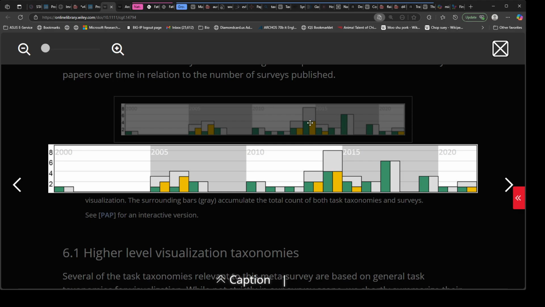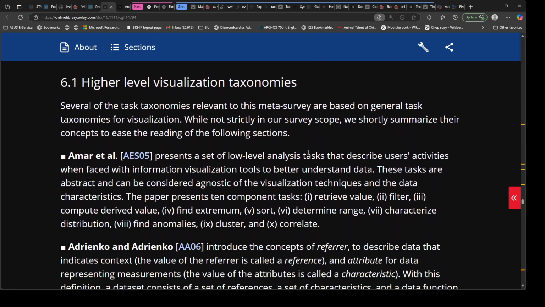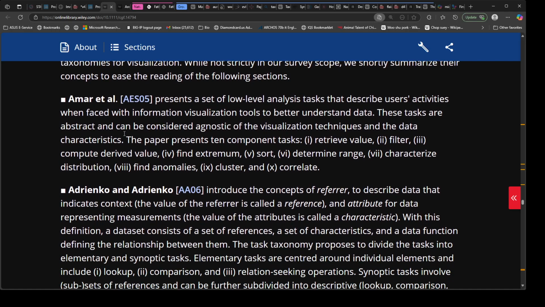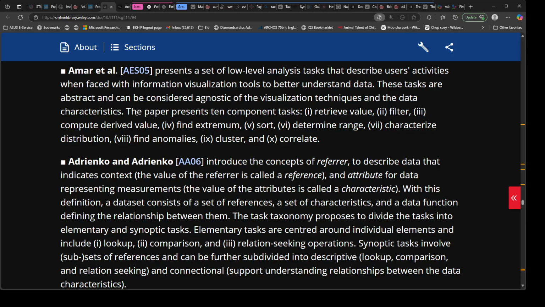6.1 Higher-level visualization taxonomies. Several of the task taxonomies relevant to this meta-survey are based on general task taxonomies for visualization. While not strictly in our survey scope, we shortly summarize their concepts to ease the reading of the following sections. Amar et al., ICE05, present a set of low-level analysis tasks that describe users' activities when faced with information visualization tools to better understand data. These tasks are abstract and can be considered agnostic of the visualization techniques and the data characteristics. The paper presents 10 component tasks.